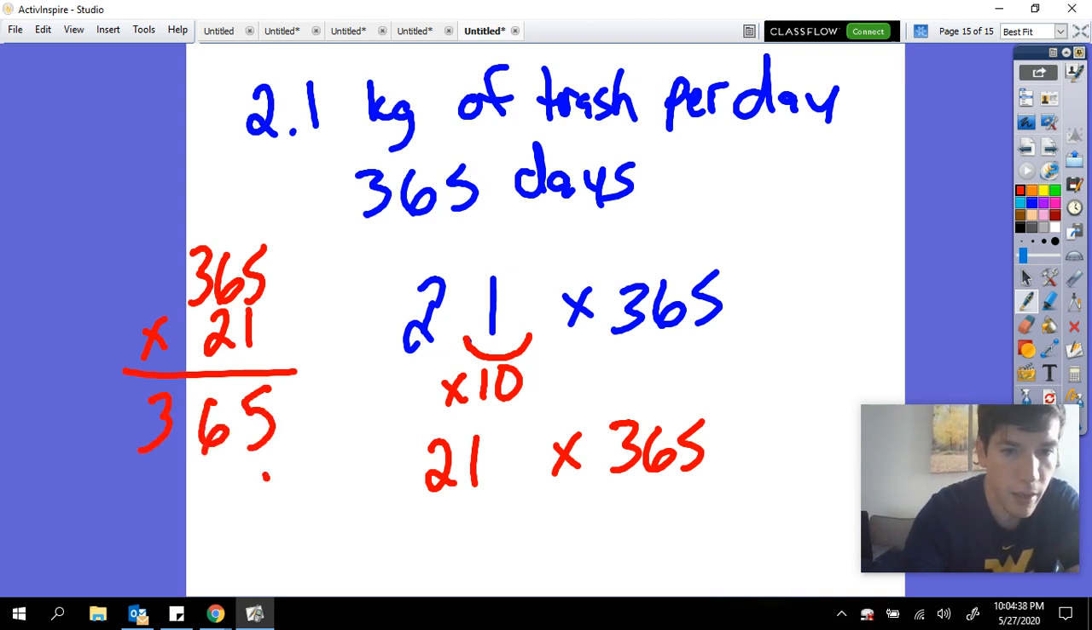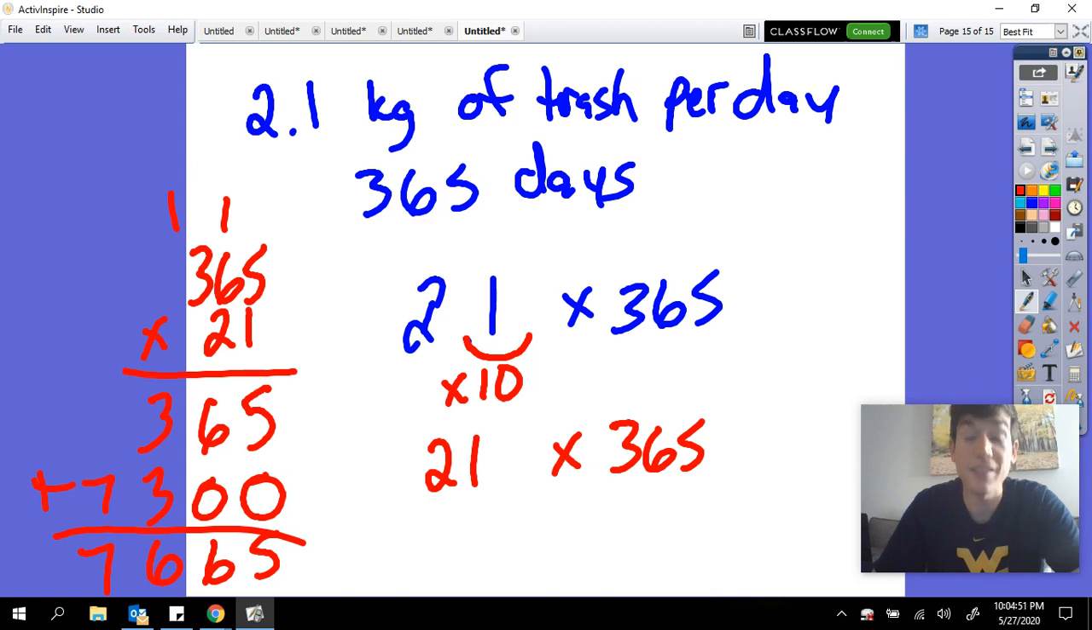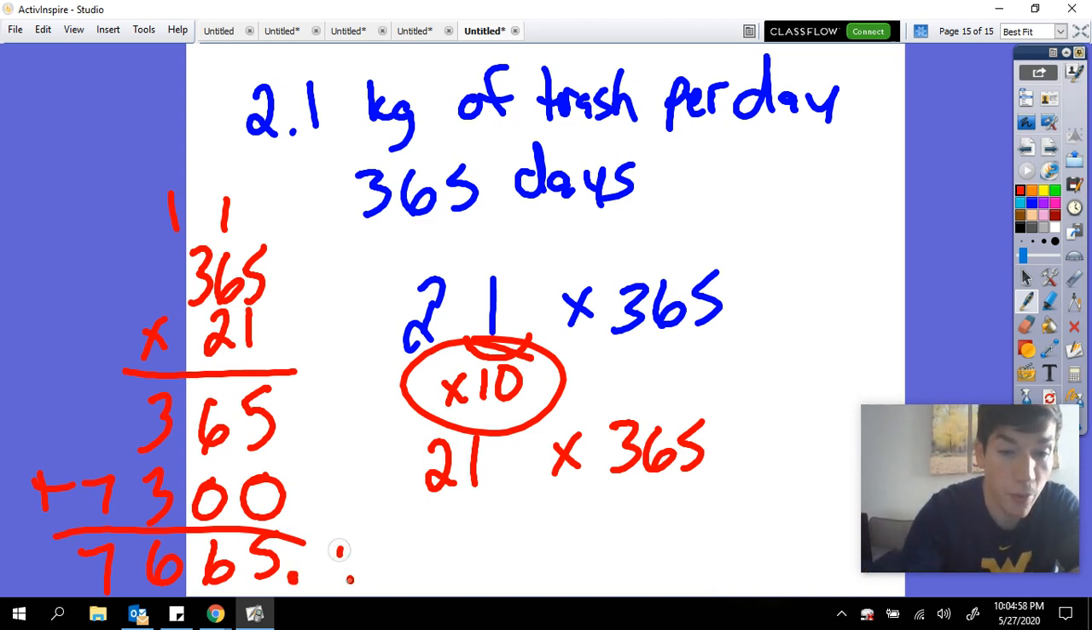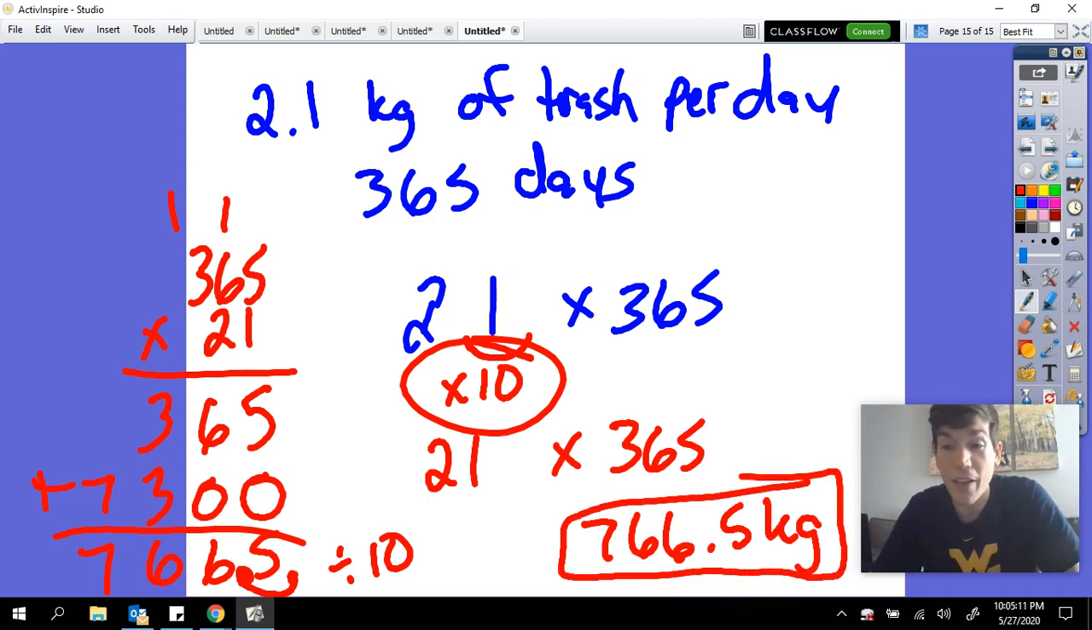6, 3. Move on to the tens place. 12, 13, 6, 7. And we're going to get this 7,665. And because I multiplied by 10, my answer is 10 times bigger than it should be. So I am going to divide by 10 by moving my decimal back once. And I get 766 and 5/10 kilograms. That's how much trash that an average American person consumes in 1 year.